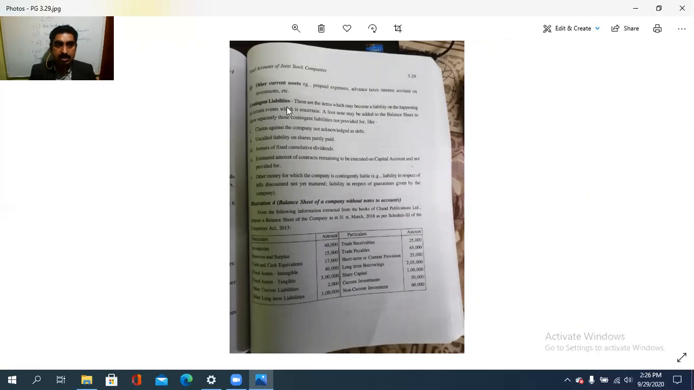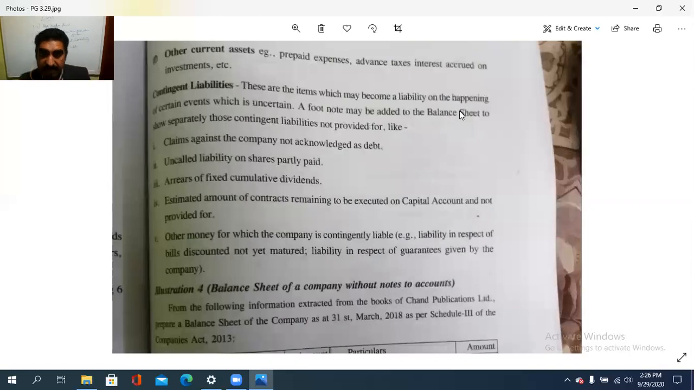Contingent liability in the sense means if value is to be generated not in the near future. So these are the items which may become a liability on the happening of certain events which is uncertain.